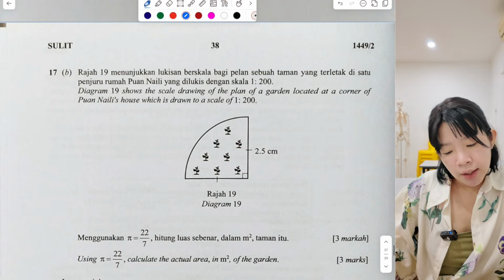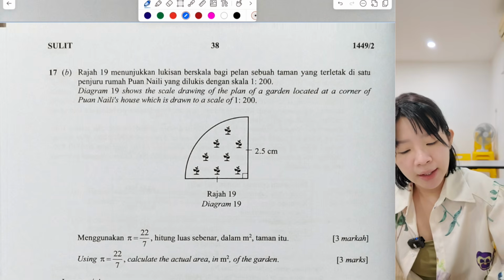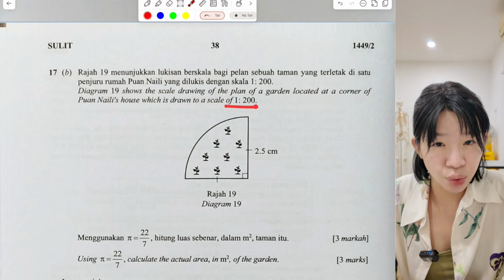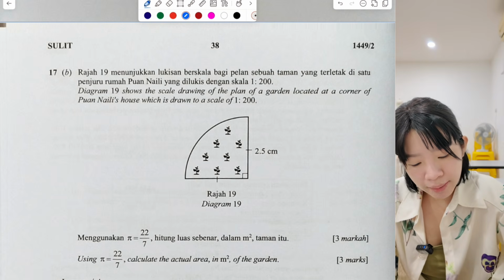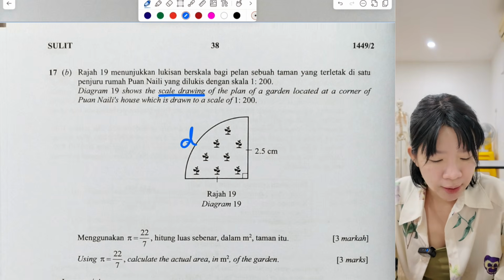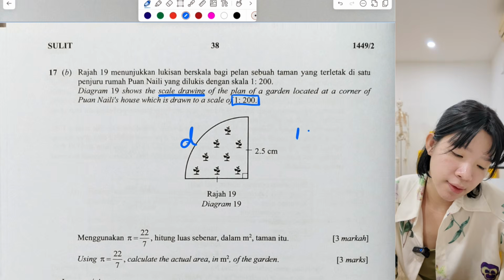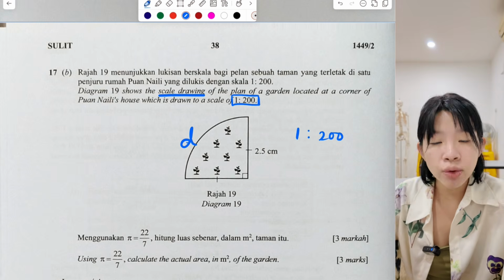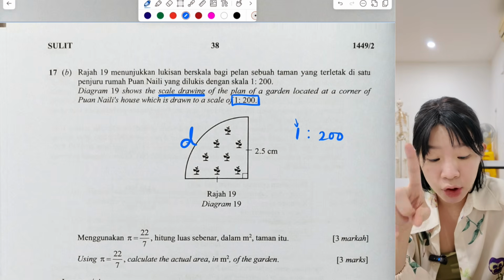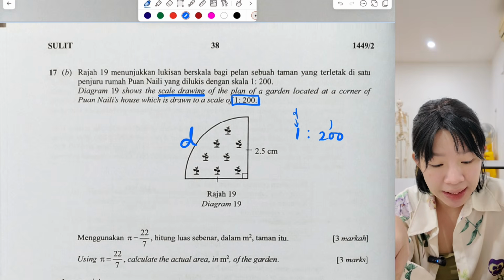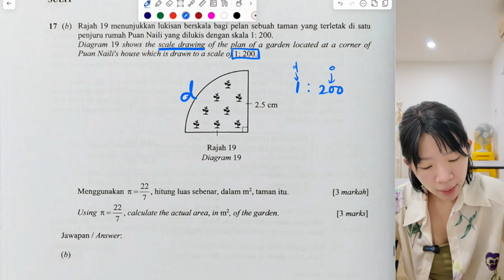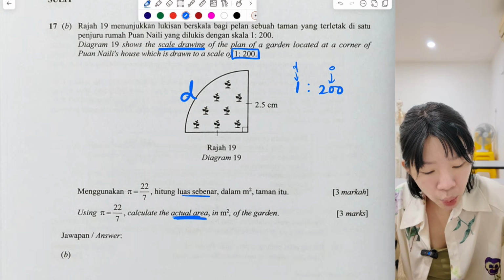Okay, B. It shows a scale drawing of a plan of a garden located at the corner of Puan Naili's house, which is drawn to the scale of 1 to 200. So the diagram shows a scale drawing. When you see 1 to 200, this is called scala. The first number is always for the drawing, lukisan. The second one is for the object. Alright? Now what they ask: calculate the actual area, luas sebenar.